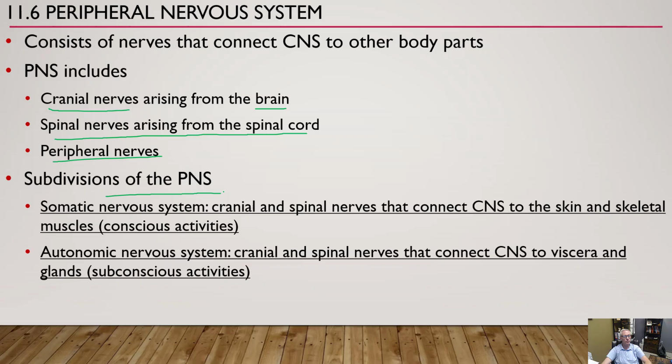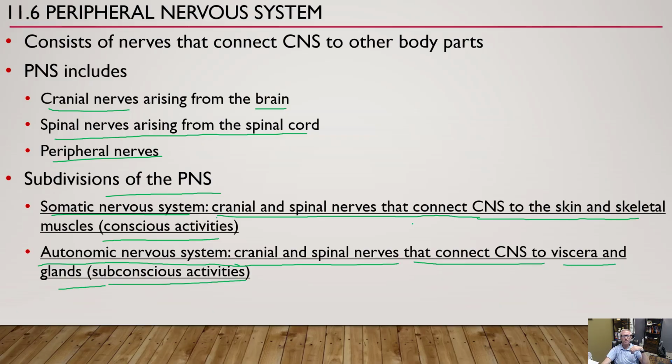Remember, we can divide the peripheral nervous system into the somatic nervous system and the autonomic nervous system. The somatic nervous system controls our conscious activities, so those cranial nerves and spinal nerves that connect to the skin and skeletal muscles. Your autonomic nervous system are the cranial nerves and spinal nerves that connect the central nervous system to our insides, like our viscera and our glands, our unconscious or subconscious activities that we're not aware of.